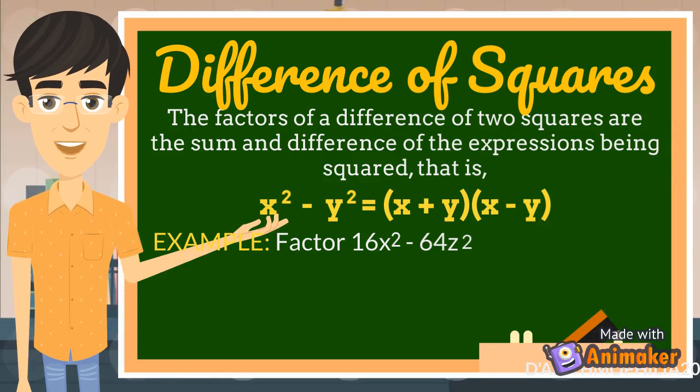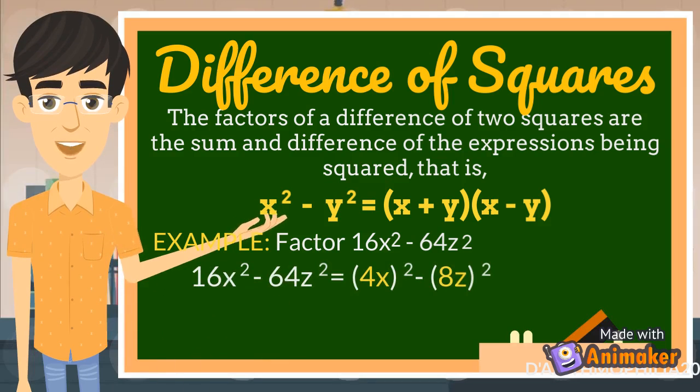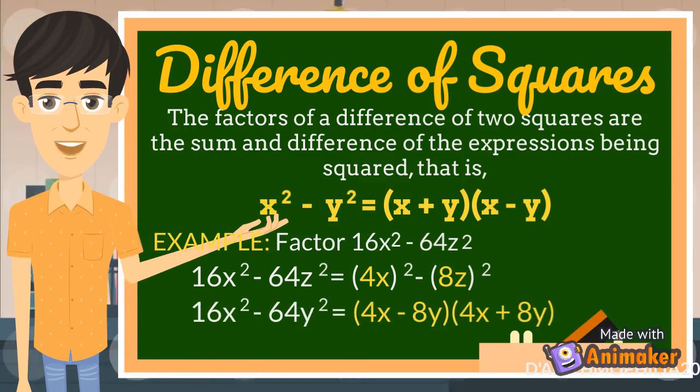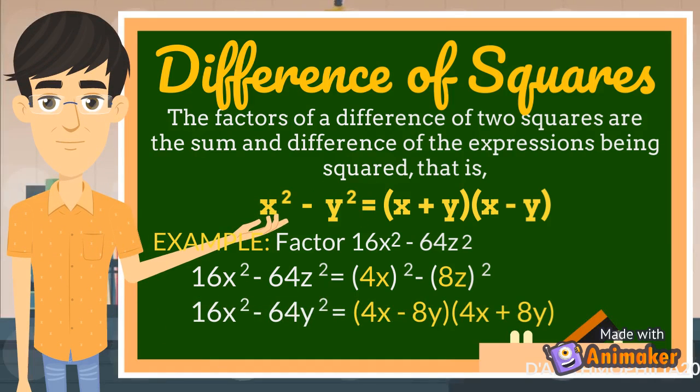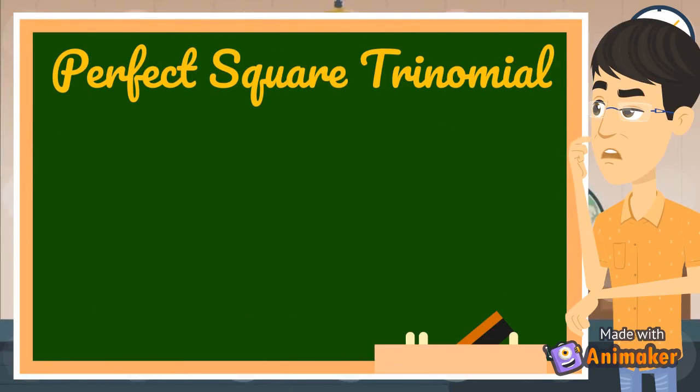Looking into the example, the coefficients 16 and 64 are both perfect square numbers, also their variables. We can rewrite this expression as the quantity 4x squared minus the quantity 8z squared. Applying the rule of difference of squares, we can have the quantity 4x minus 8z times the quantity 4x plus 8z. Understood? Next is perfect square trinomial.